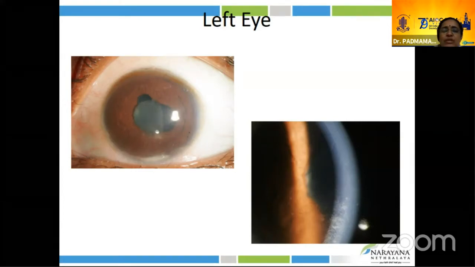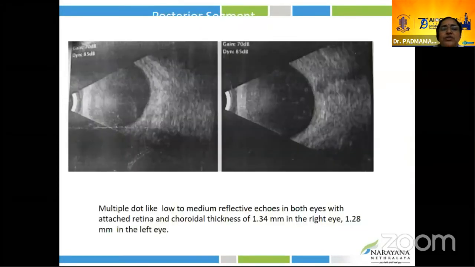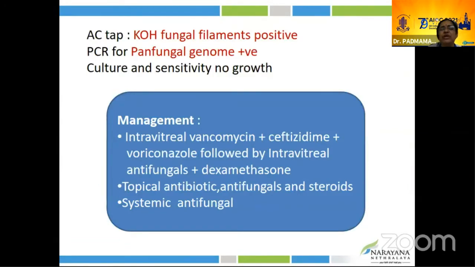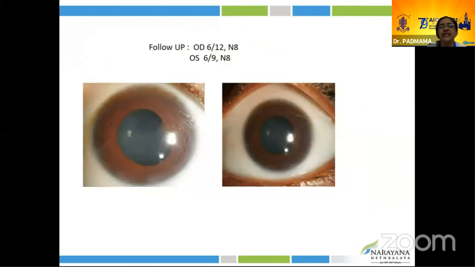Posterior segment involvement was also confirmed by the B-scan. So bilateral granulomatous panuveitis, most likely secondary to endogenous endophthalmitis, was diagnosed. On evaluation, she also had increased pus cells in the urine, but the culture was negative. She underwent an AC tap, which showed KOH positive fungal filaments, and the panfungal genome was also positive. So she was treated with intravitreal antibiotics initially, subsequently antifungal agents, with systemic antifungal therapy, resulting in resolution of infection and inflammation in this eye.